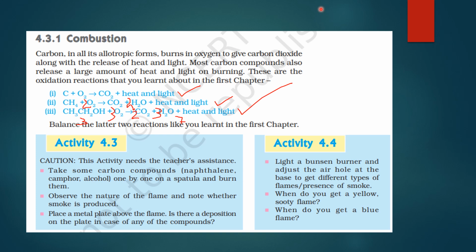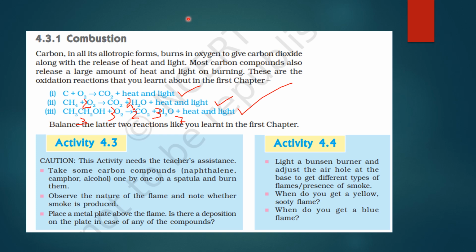Right? Next is your activity 4.4. You light a Bunsen burner and adjust the air hole at the base to get different types of flames or presence of smoke. So when do you get a yellow or sooty flame and when do you get a blue flame? This we have to check.